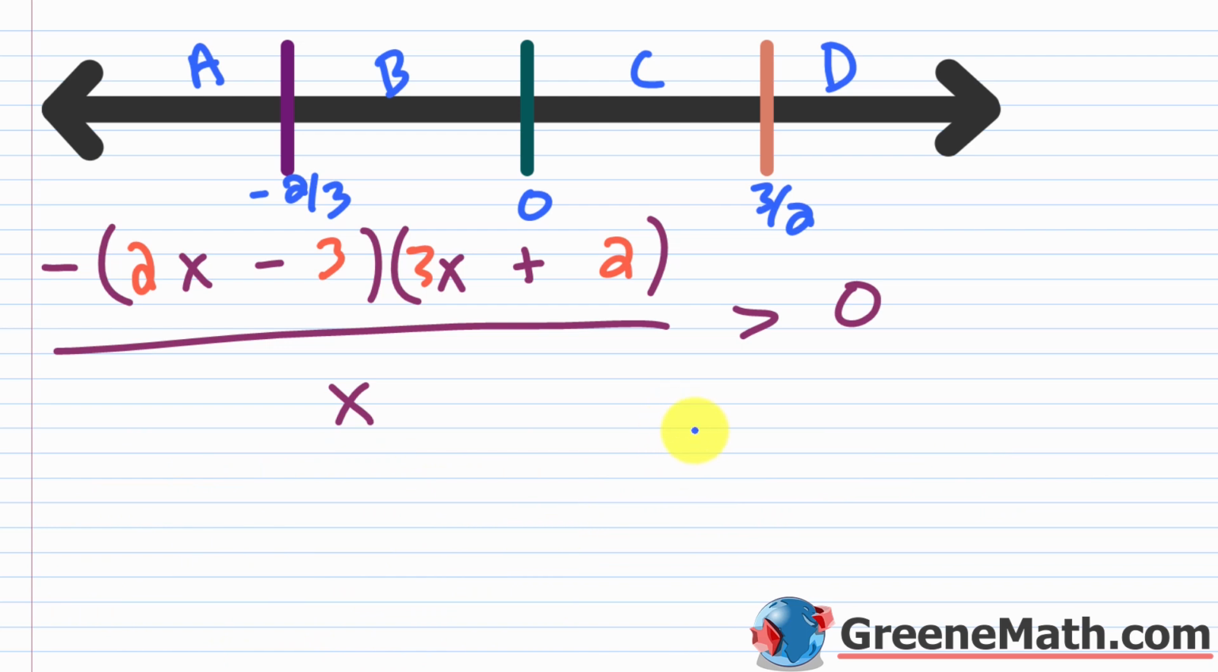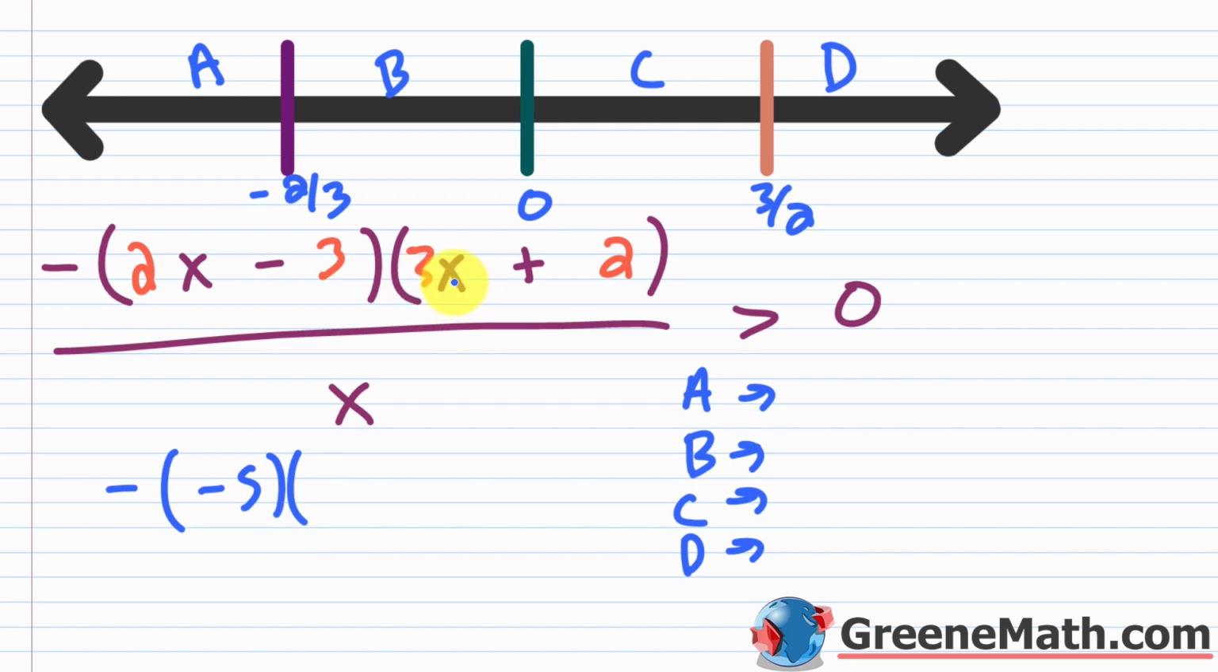And I'm just going to test inside of each region here. So let me write out A, B, C, and D. And we'll test inside of each. So for A, I need something that's less than negative 2/3. Let's just pick negative 1. So you have the negative of 2 times negative 1 is negative 2. And then negative 2 minus 3 is negative 5. And then here, 3 times negative 1 is negative 3. Negative 3 plus 2 is negative 1. Now you have 3 negatives. If you're just thinking about the sign, it's going to be a negative. I'm just going to write this as negative 5 just for clarity. This would be over negative 1, and negative 5 over negative 1 is 5, or you could just say it's a positive. All right, so this is 5 is greater than 0, which is going to be a true statement.